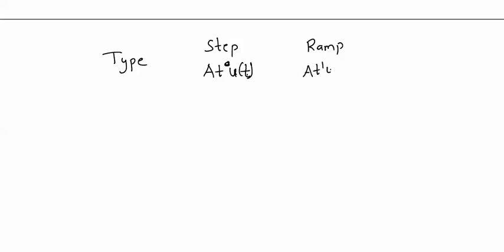So here I'll consider type, and here input. So for step input I have A into t power 0 into u of t. Step can be written as u of t actually, so I'm just making it as t power 0. Then I have ramp, which can be written as A into t power 1 into u of t, and parabolic, so parabolic can be written as A into t power 2 into u of t.